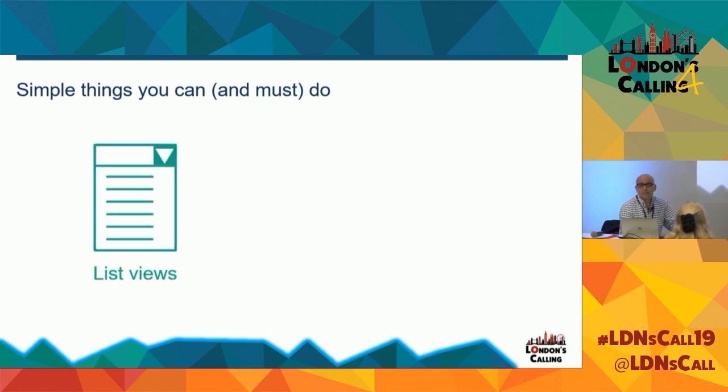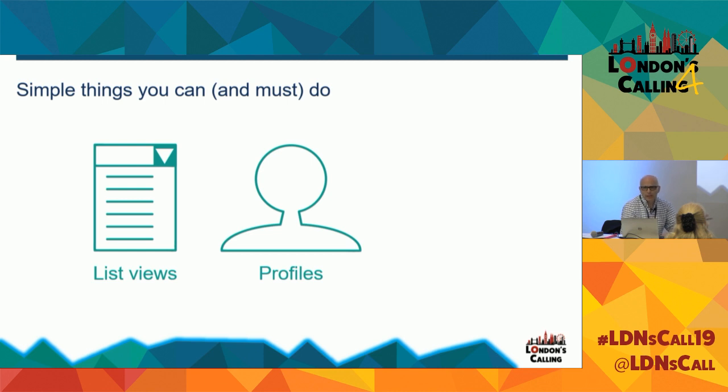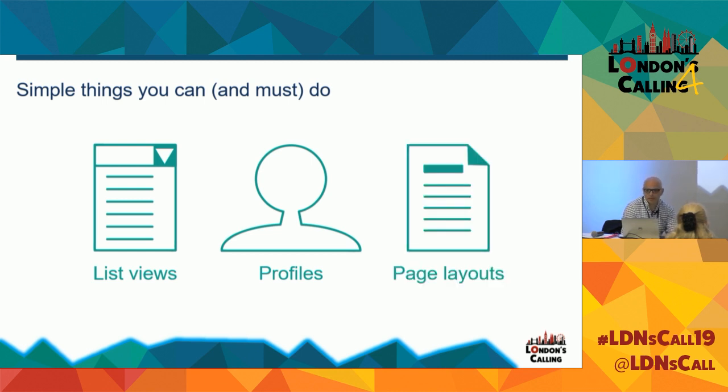The first one is those list views, okay? So you want to be able to control those list views. You don't want people to be able to see all of the list views in your org. You need to worry about the profiles. You need to know about what data access people have got, stuff like that. This is all really, really simple stuff, right?